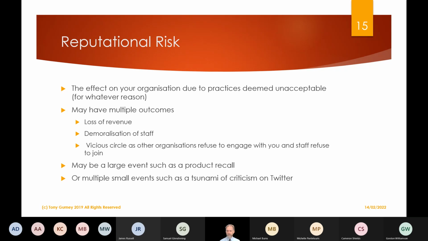So staff that belong to that organisation tend to get upset. Why are we doing this? I didn't realise that that's the kind of company I worked for. And that can then cause a vicious cycle. Staff get upset. That means that you don't get the best from them. Organisations decide not to buy from you, so your money goes down, so you have to get rid of people, which causes reputational risk, and it can be a big, big issue.